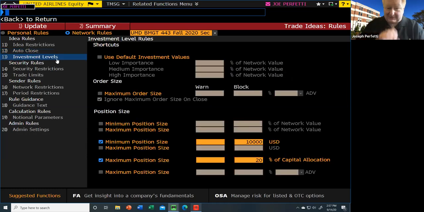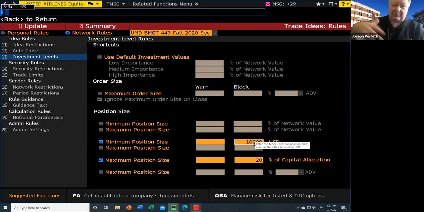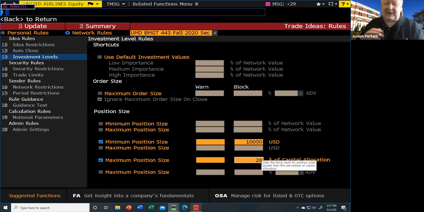For investments, because you're dealing with $1 million, you can't buy less than $10,000 of a stock. So just for portfolio purposes, the minimum investment is $10,000. The maximum investment is 20% of your portfolio size. So you can't put your entire portfolio into one company, right? The most you can do is 1/5 of your portfolio in one company.